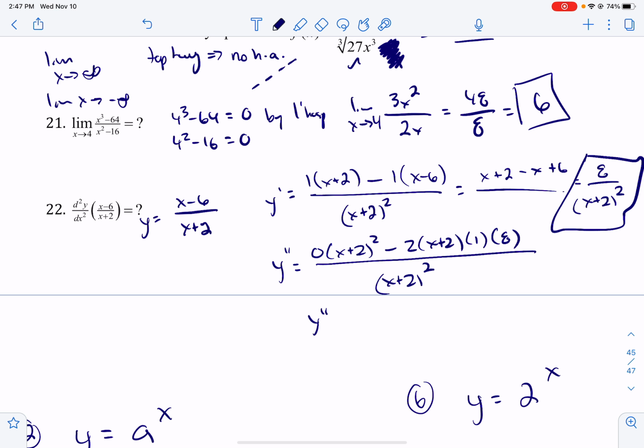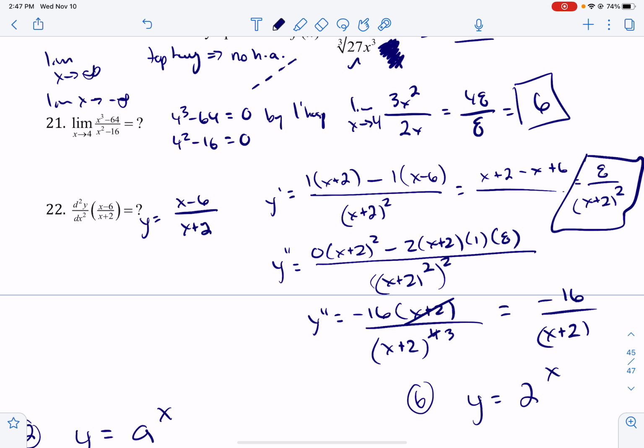So y double prime equals 0 minus... what? 2 times 8 is 16, so negative 16 times x plus 2. Oh, I forgot to raise that to the square again. So that's x plus 2 to the 4th, right? Well, that x plus 2 cancels with one of those, so I just get negative 16 over x plus 2 cubed. Becomes my final answer.